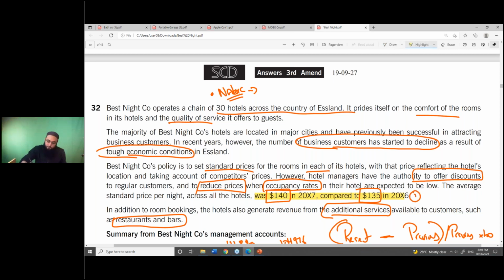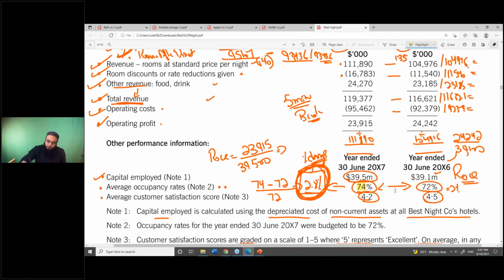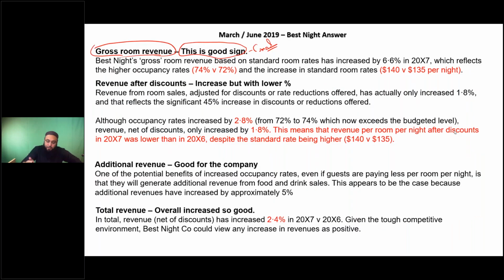Okay. Reason number two is the increase in occupancy. That is, it increased by 2.8%. So both have contributed to the increase in revenue. Fine. So we can mention this.